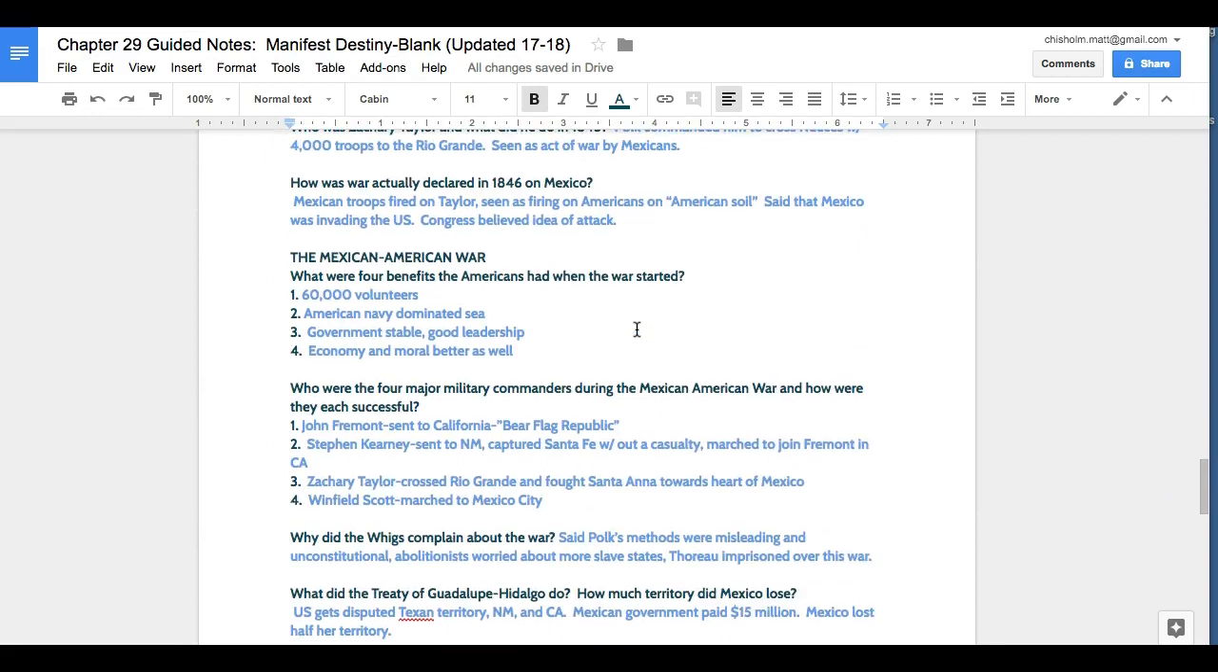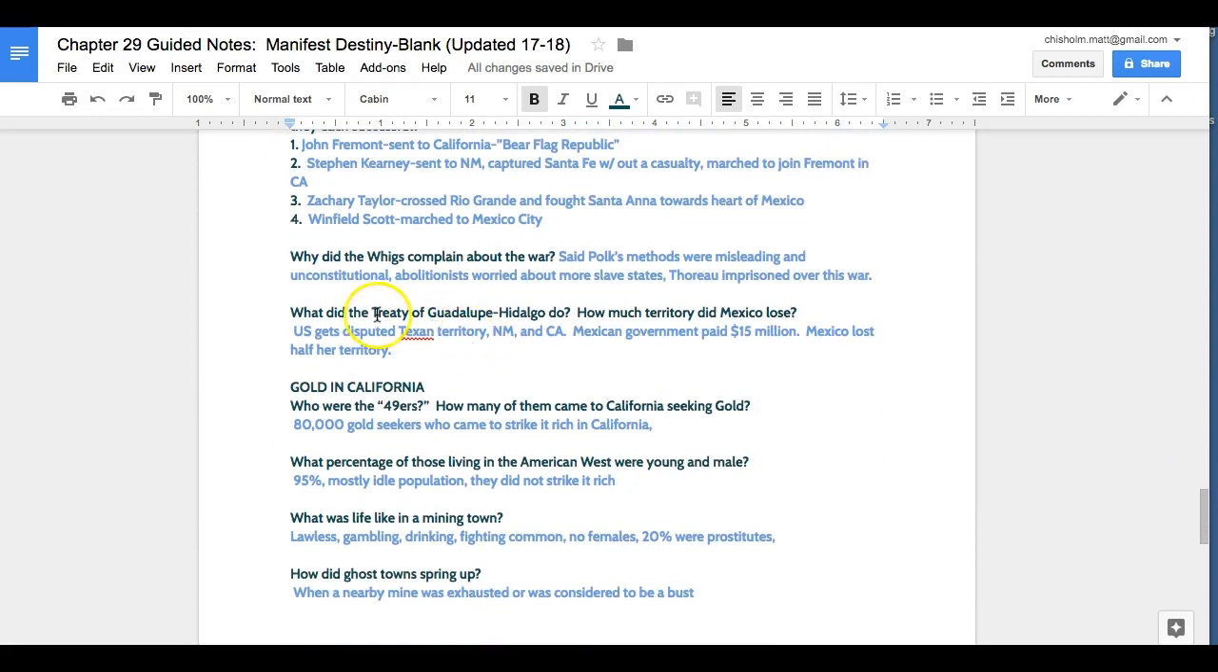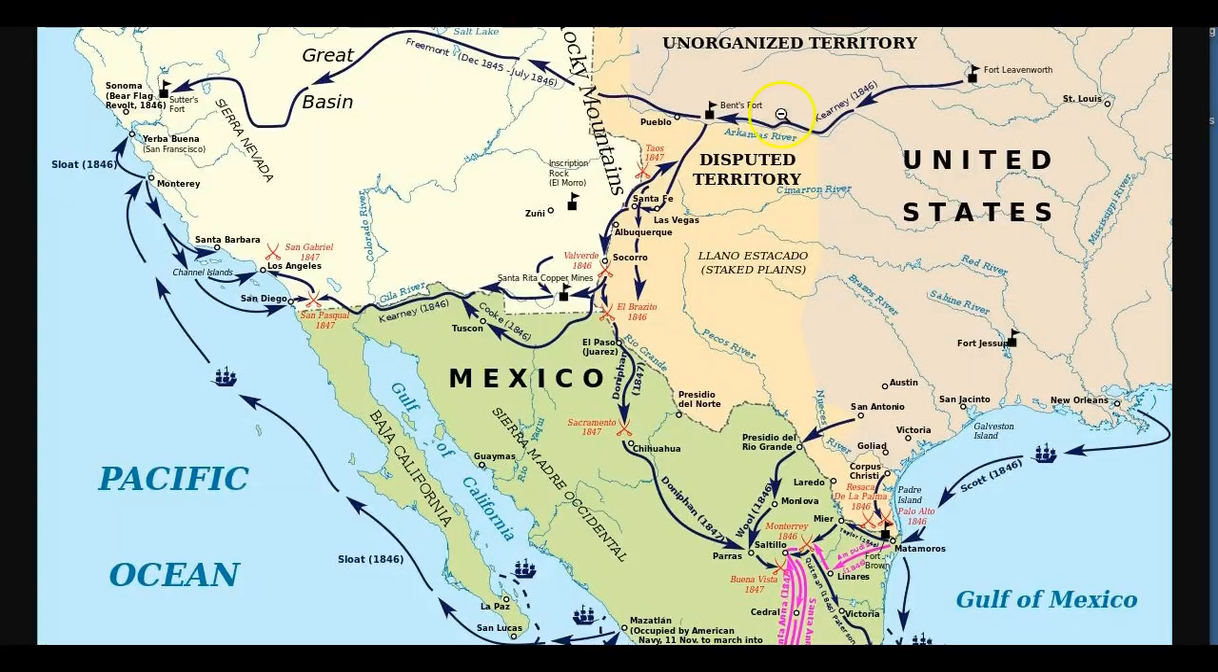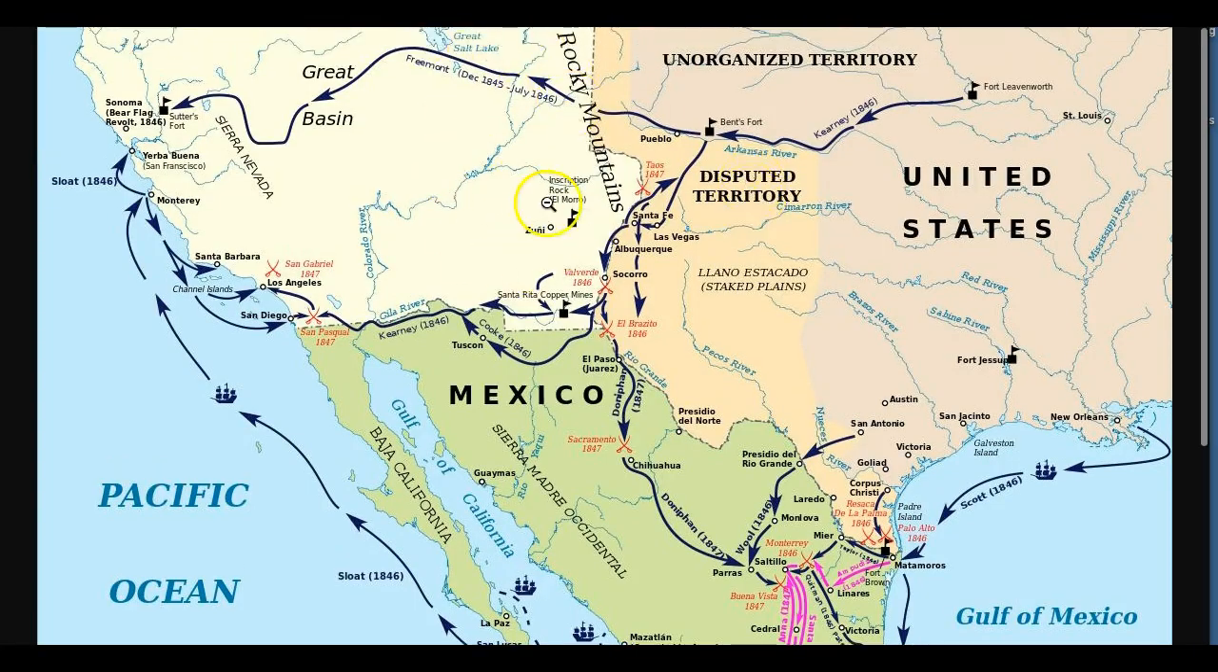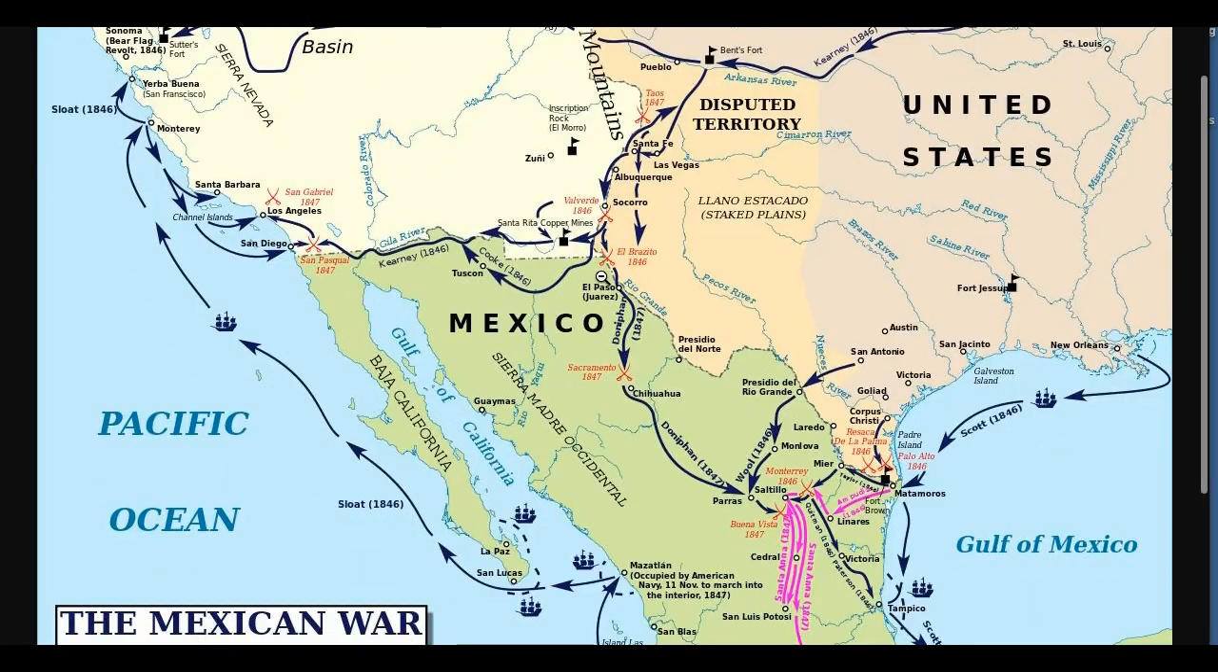All right, if you want spelling, I'll go ahead and highlight it. Treaty of Guadalupe Hidalgo, one of the great treaties in American history, one of the great names of American treaties. Basically what happens here is all of New Mexico, all of the disputed Texas territory, and California will go to the United States, which is initially what the U.S. wanted, and then the Mexican government was paid $15 million.